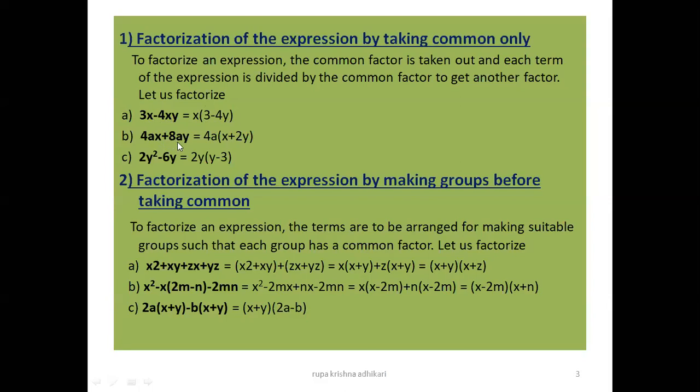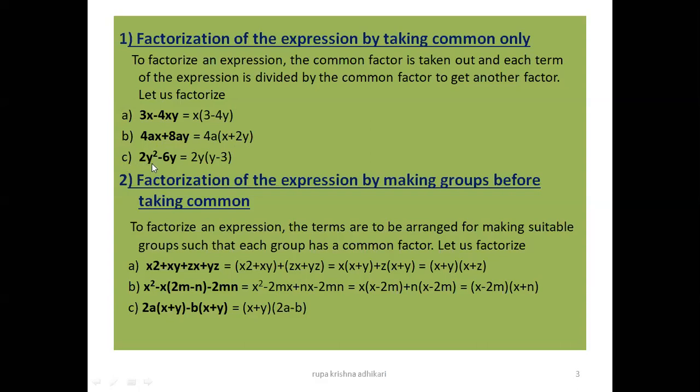Similarly, second example, 4ax plus 8ay. Out of the numbers 4 and 8, I can take 4; 4 is common in both. Then in ax and ay, I can see a common. So 4a is common. Hence, what is left now? x plus 2y.